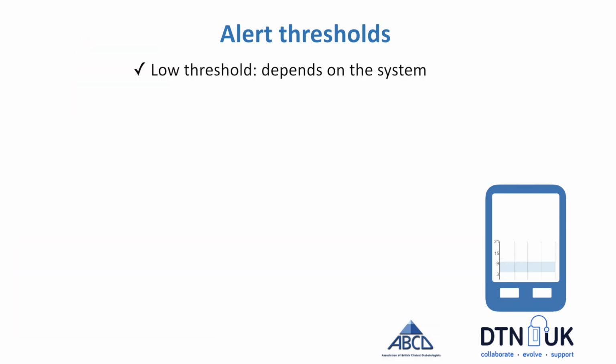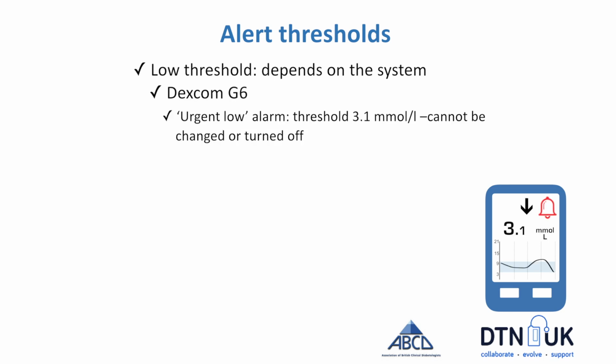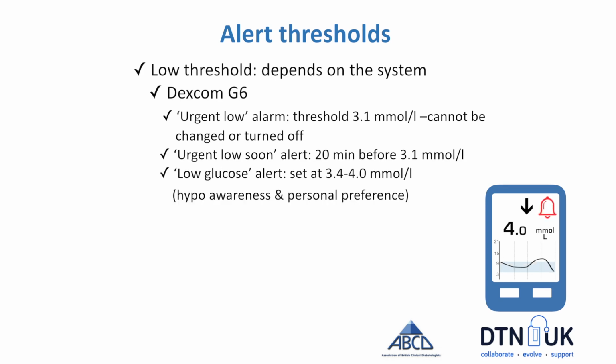The low threshold depends on the system because they're set up in slightly different ways. The Dexcom G6 has an urgent low alarm, which is set at a threshold of 3.1, and that can't be changed or turned off. There's also an urgent low soon alarm, which will alert 20 minutes before the sensor glucose is predicted to reach 3.1, and a low glucose alert, which you can set wherever you want to. And we would recommend setting that at between 3.4 and 4, depending on how aware of your hypos you are and at what point you want to be alerted.